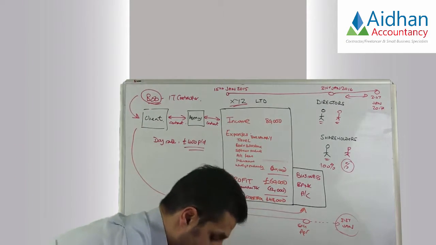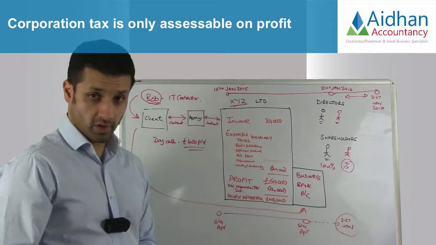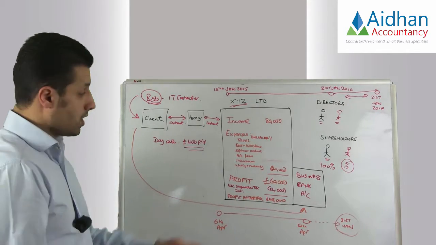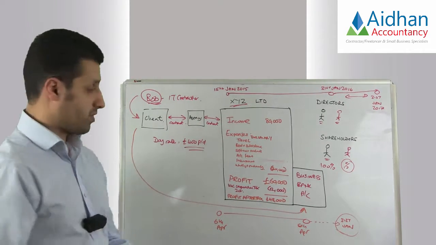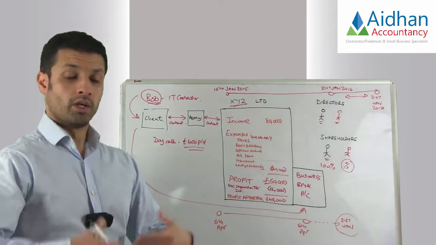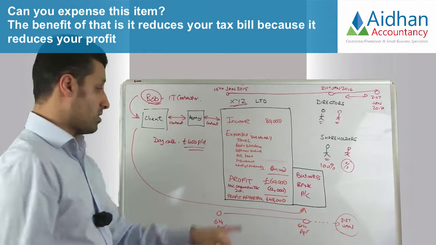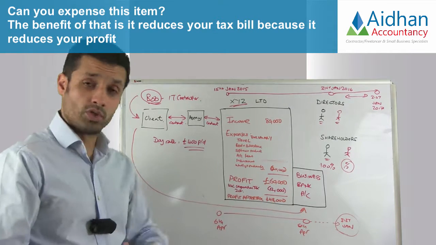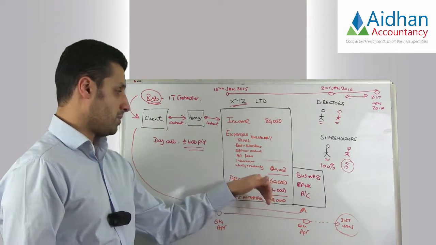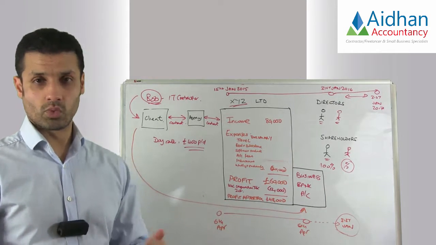Now, I'm just going to come back to the importance of corporation tax. It's a flat rate 20%. It's only assessable on the profits, okay? So actually it depends on the level of your income and the level of your expenses, okay? So the more expenses you put through, the lower your tax bill, okay? The less expenses you put through, the higher tax bill. So that's where people often ask, can you expense this item? The benefit of that is it reduces your tax bill, because actually it reduces your profit. The lower your profit, the lower taxes you're going to pay, okay? But on the flip side of that, the more your expenses are, the lower it will reduce any profit after tax available for distribution as well, okay?